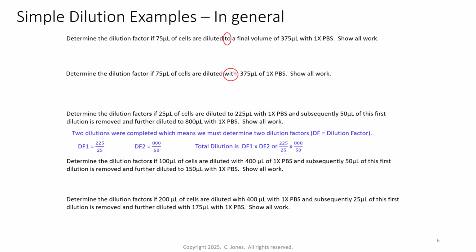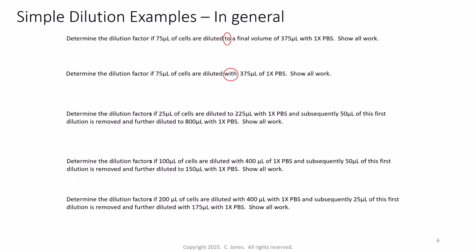All right, another one. Determine the dilution factors if 100 microliters of cells are diluted with 400 microliters of PBS, and subsequently 50 microliters of this first solution is removed and further diluted to 150 microliters with PBS. So in the first one, we are combining 100 microliters with 400 microliters. So 100 plus 400 gives us a final volume of 500. So V2 is 500, 100 plus 400.